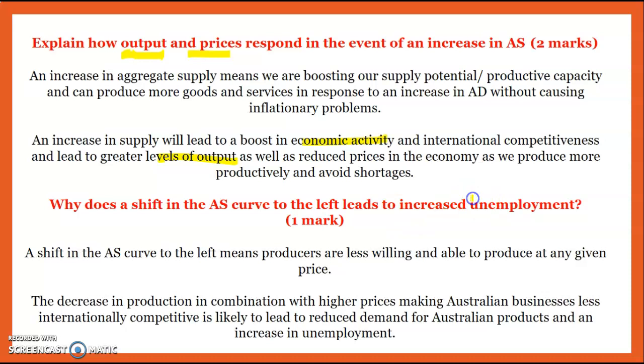Why does it lead to an increase in unemployment when supply shifts to the left? Basically, ignore the answer. What you want to say is that aggregate supply shifts left, we've got higher prices, and firms are less willing to supply. So it's going to lead to job losses for two reasons. One, we're less internationally competitive, so people don't want to buy our products. And two, firms are less willing to supply, so they're not going to want as many workers because they're not producing as much.